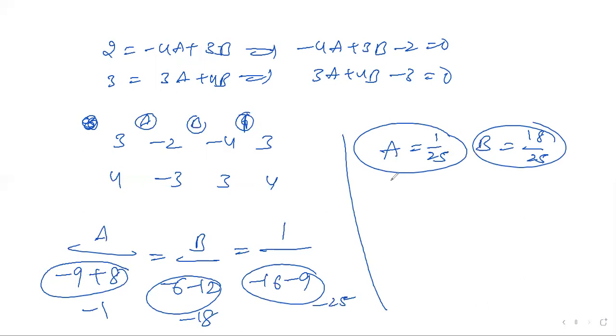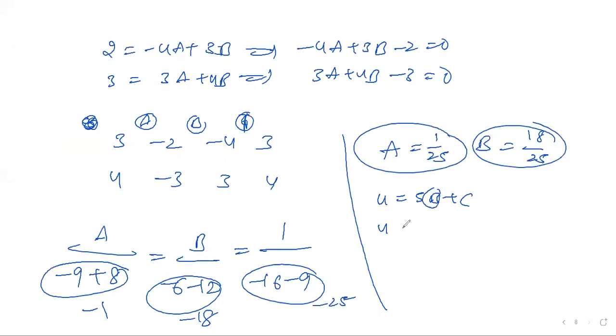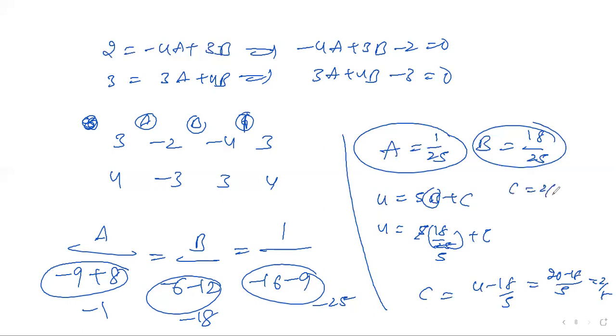Good. Now go for the value of c. We have a relation: 4 is equal to 5b plus c. Am I correct? 4 is equal to 5b plus c. Let us substitute the value of b. 4 is equal to 5 into 18 by 25 plus c. 5 ones are 5, 5 fives are 25. c is equal to 4 minus 18 by 5. 5 fours are 20, 20 minus 18 by 5. The answer is 2 by 5. Now the value of c is 2 by 5.